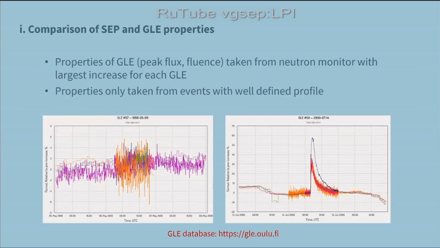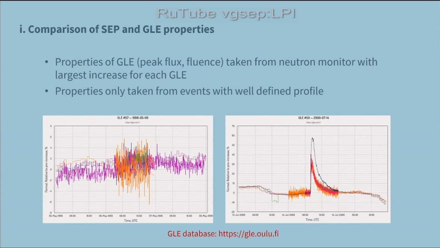Starting with the comparison of the SEP and GLE properties. I've just mentioned that we got our SEP properties, the peak flux and so on, from the GOES HEPAD data. For the GLE data, we've been using the neutron monitors. On the right-hand side is one of the GLEs with a very nicely defined profile. The different colors are the different neutron monitors that observed this event. For each GLE, we used the neutron monitor profile with the largest percentage increase. So in this case, it would be the blue profile.